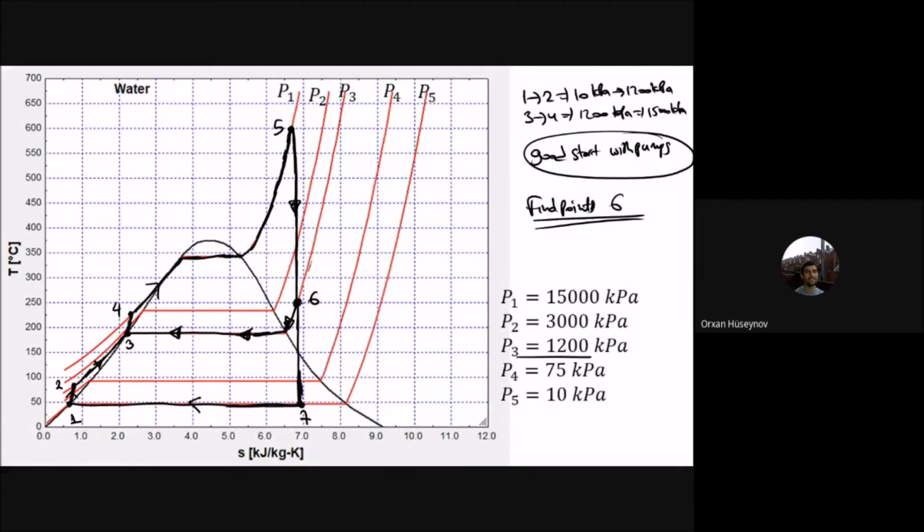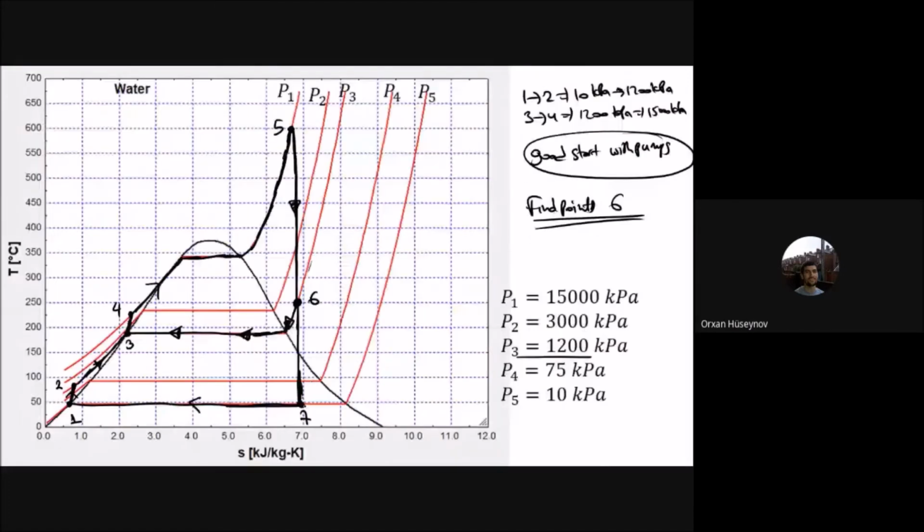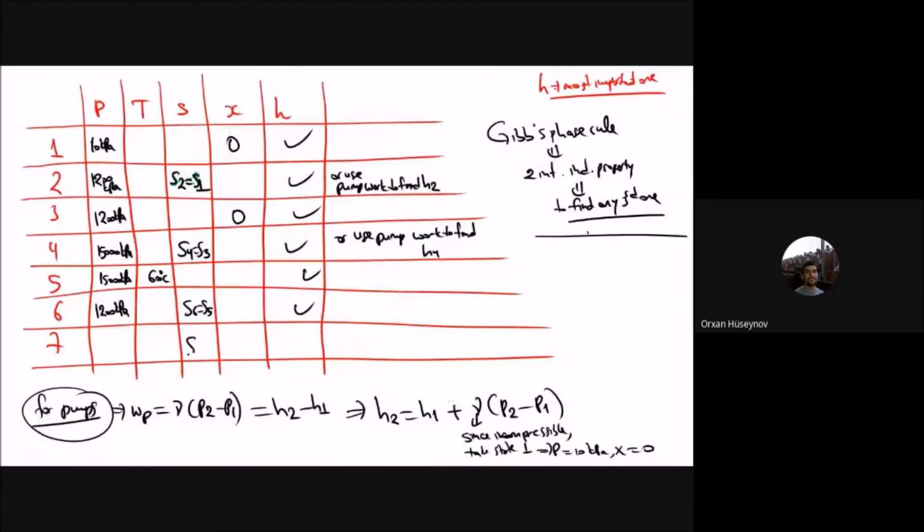And now comes the relationship between point 5 and point 6. For that, you can use the isentropic relationship, where S6 is the same as S5, and the pressure at 6 is 1500 kilopascals. Then you can find the enthalpy value here. Then comes 7, and for that, again S7 is the same as S5, and the pressure is 10 kilopascals. And you can find the enthalpy value here.